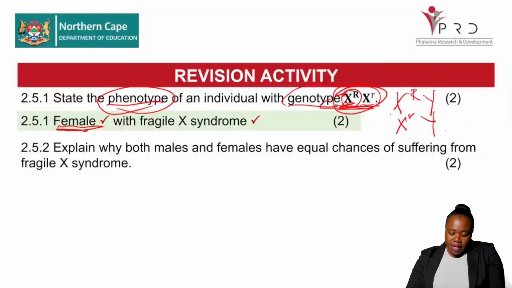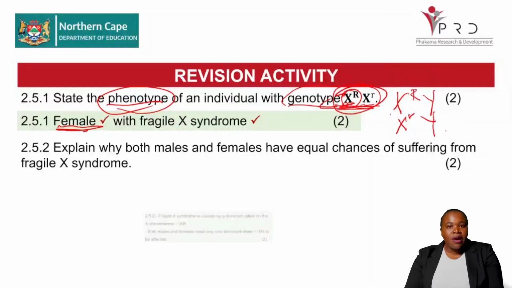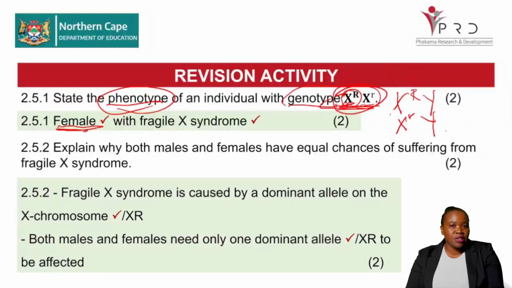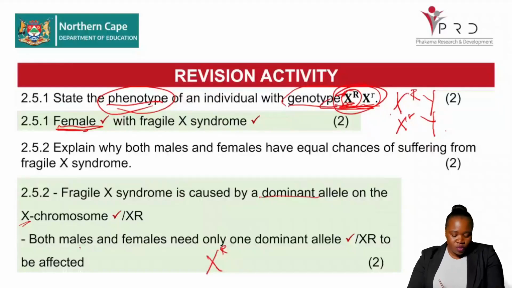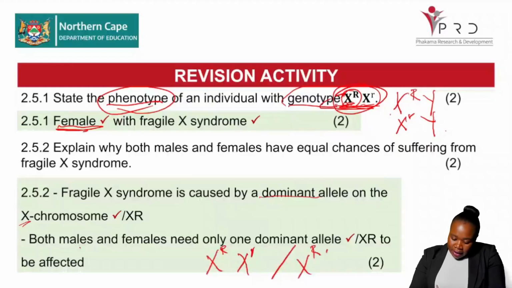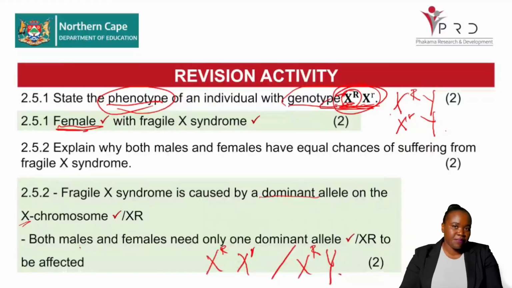2.5.2, explain why both males and females have equal chances of suffering from Fragile X. Now, because this is a disorder that is caused by a dominant allele, the chances of having the disorder are going to be equal. So it is caused by a dominant allele on the X chromosome. So both the males and the female only need one to have the disorder. Like I said, you only need X capital letter R to have the disorder. Either X capital letter R, X small letter r, or X capital letter R, Y. The chances are still the same.